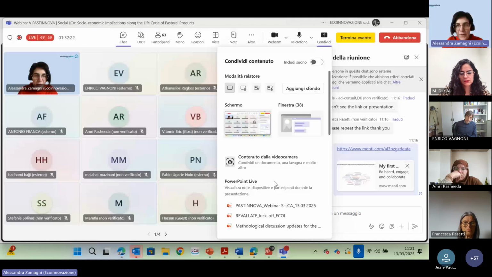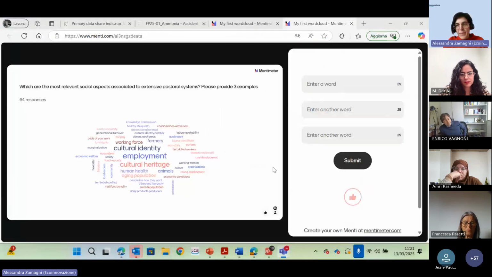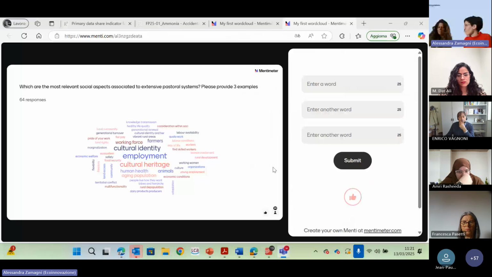Okay, so I think that you should be able to see the screen. Let me know. Can you see it? Yes, we can see your screen. We see the results of the Mentimeter. Exactly. Sorry, there is this part on the right side that I can't delete. But as you can see from the Mentimeter, Anna and I are sharing the same laptop.